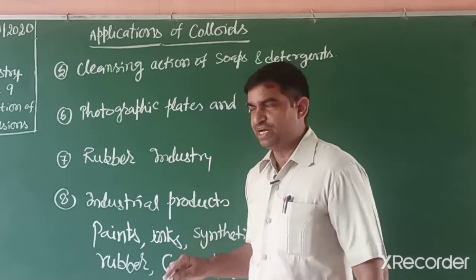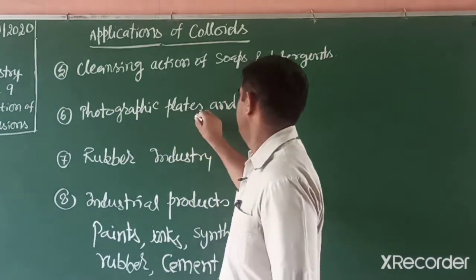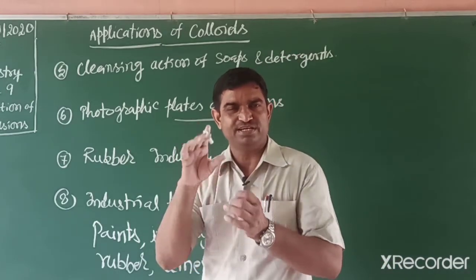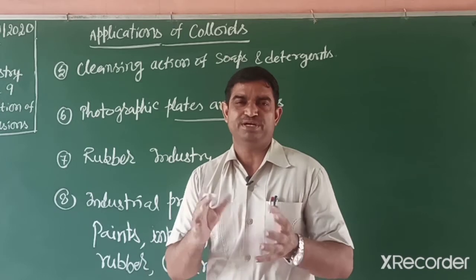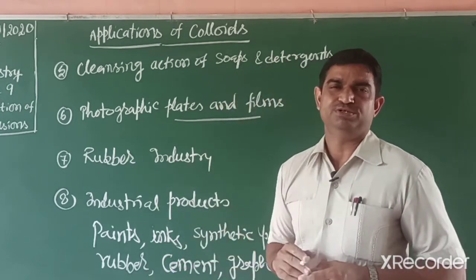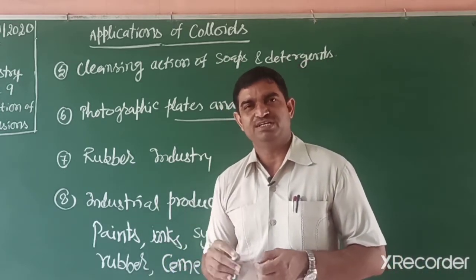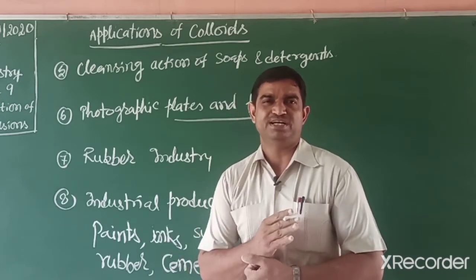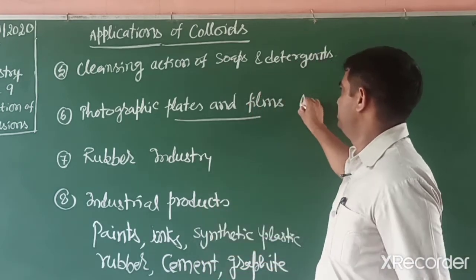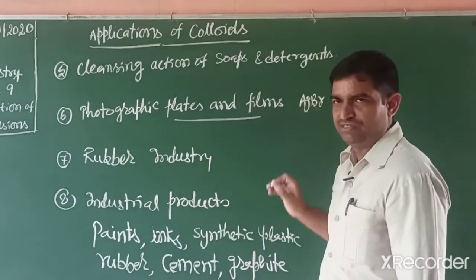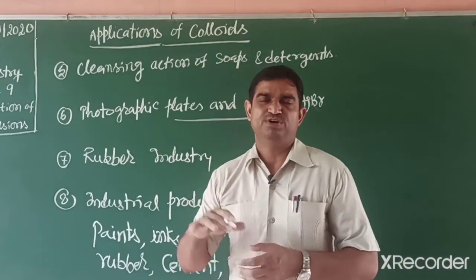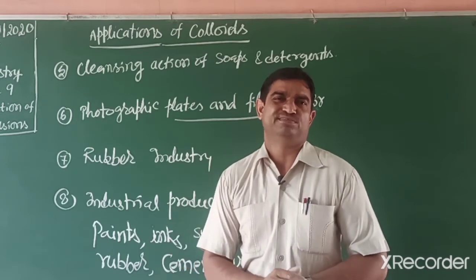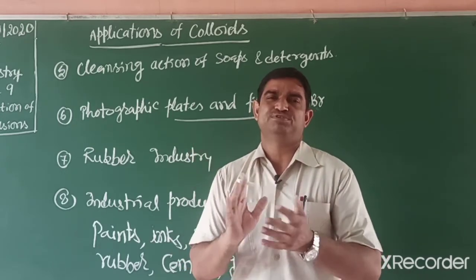Next application of colloids is photographic film and plates. Students, we know that for photographic plates, a chemical is used for making different types of photography. Earlier we used black and white photography. Nowadays we take digital photos, that is slightly different. But earlier photography like black and white used a chemical, silver bromide. That silver bromide in colloidal form, when sunlight strikes on that, a photochemical decomposition reaction occurs, and a particular image is captured on that.